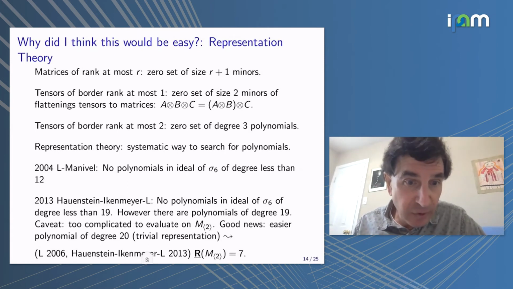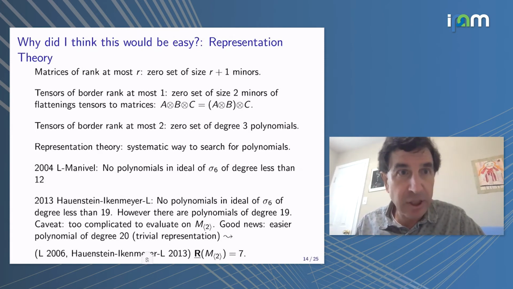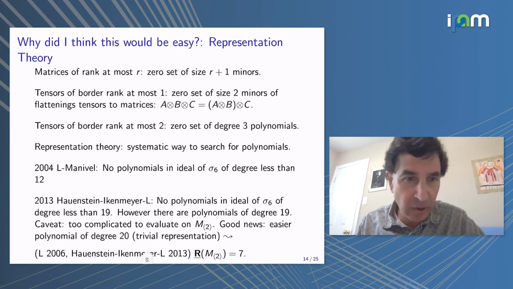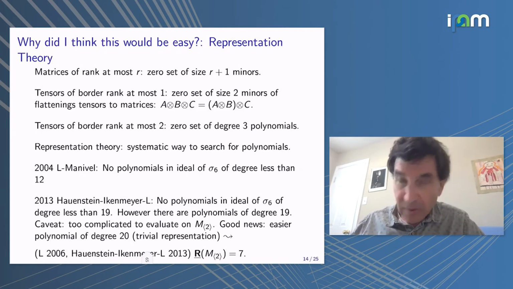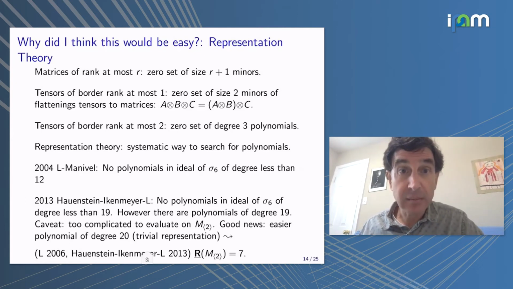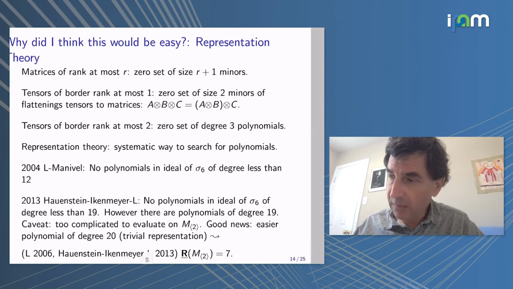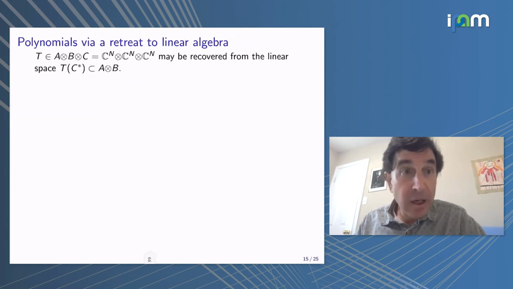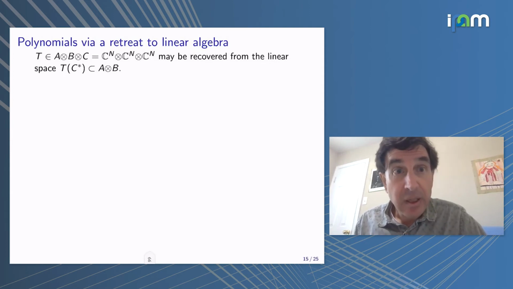Earlier, I'd given a different proof using local differential geometry, doing differential geometry on this variety of border rank 6 tensors, but that was a horrible argument that had no chance of generalizing to higher tensors. On the other hand, this one looks pretty scary also. Questions? Okay, so obviously a systematic bulldozer approach is unlikely to work.